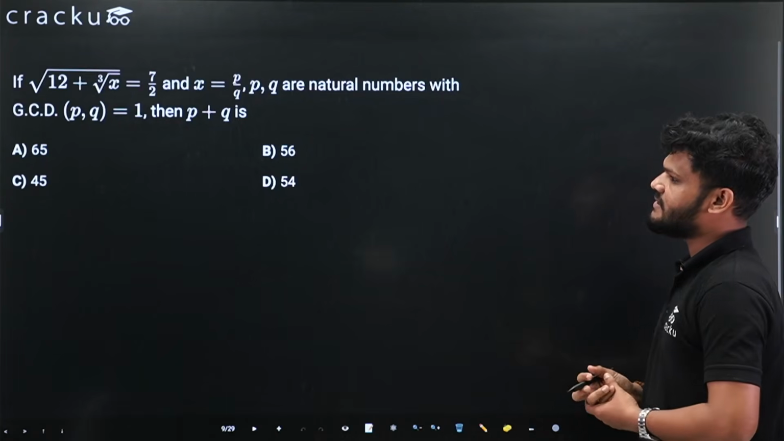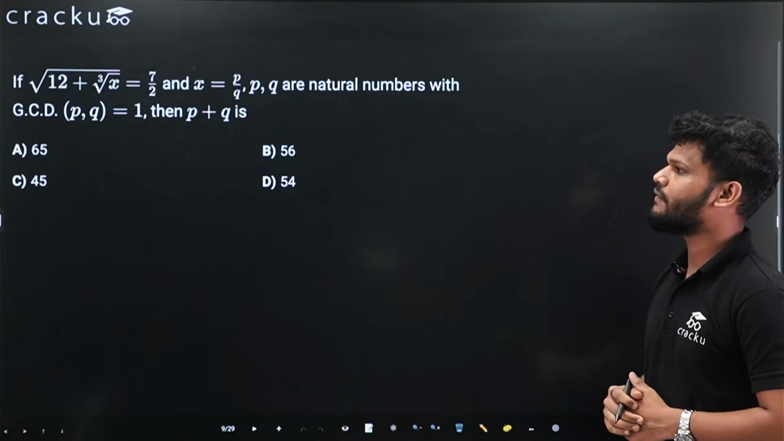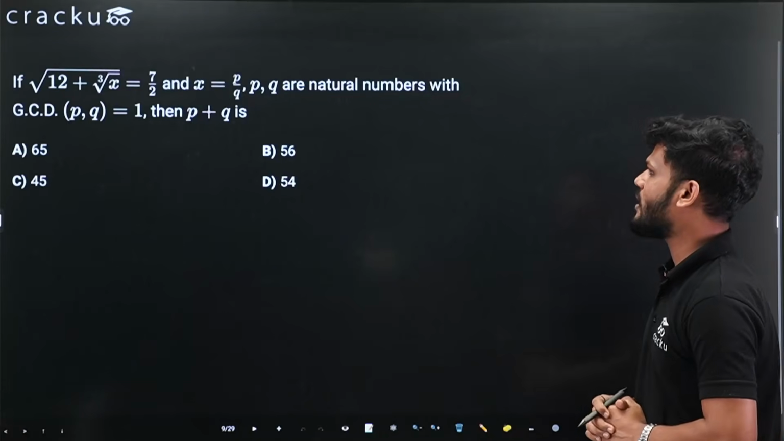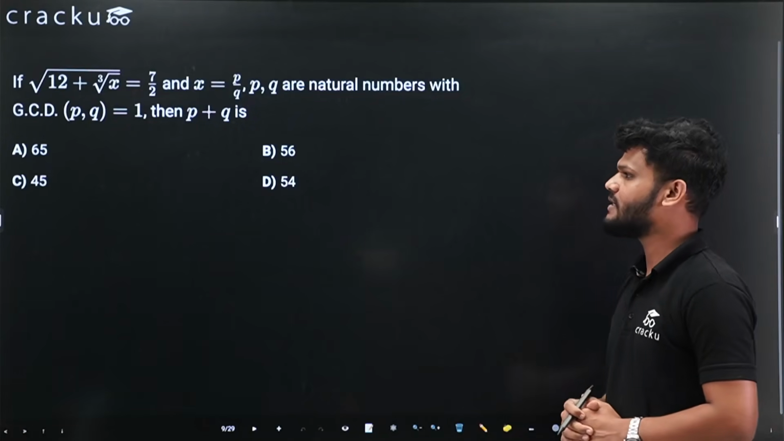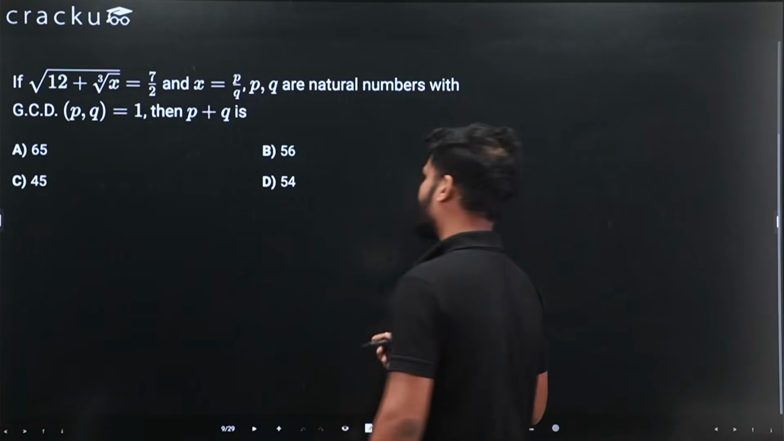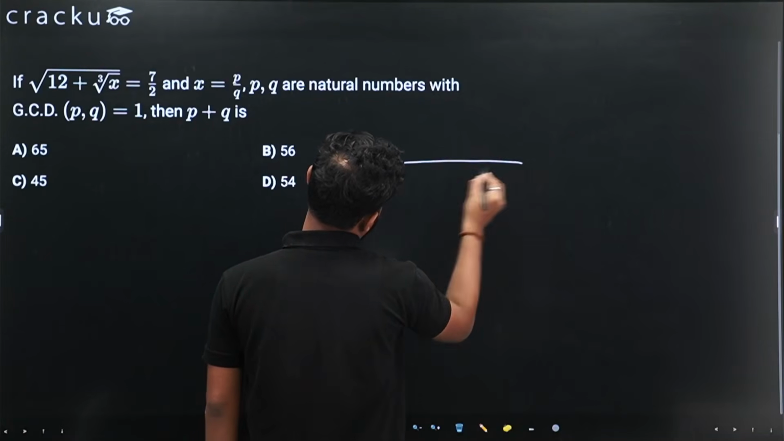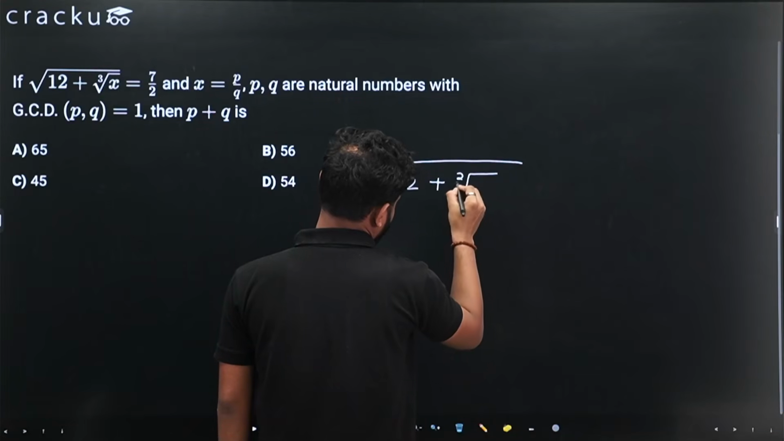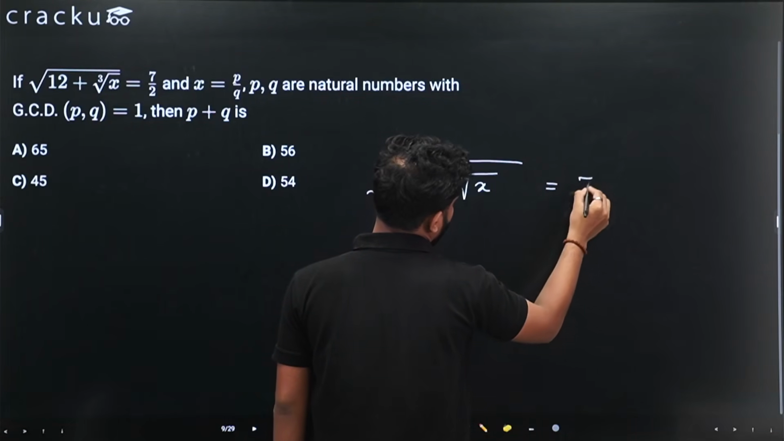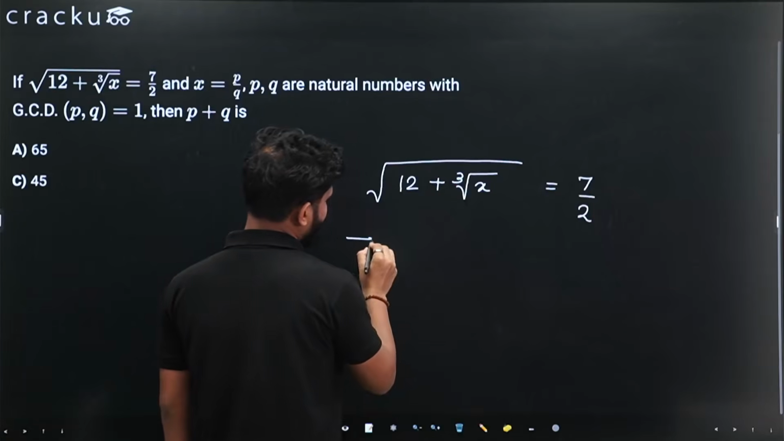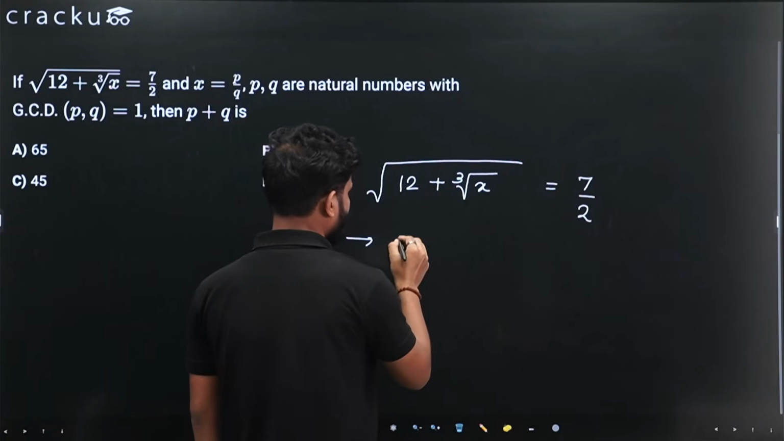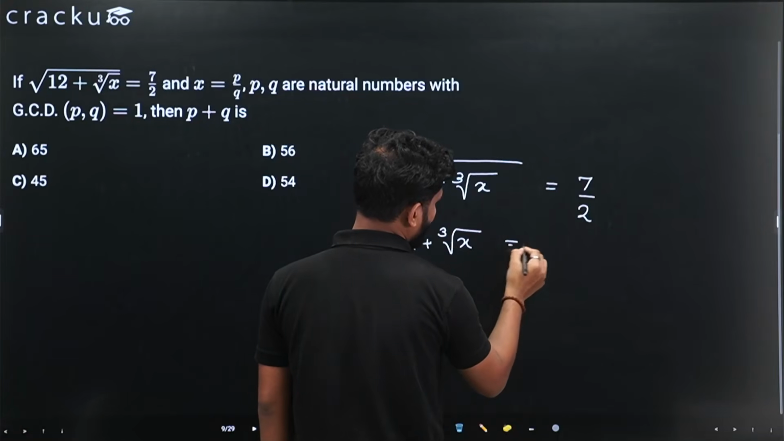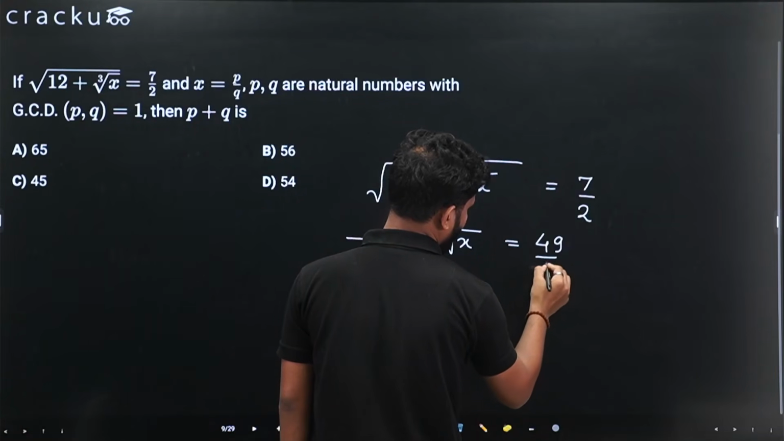In this question we are asked: root of 12 plus cube root of x is equal to 7 by 2 and x is equal to p by q, such that p and q are natural numbers with GCD of p and q is 1. Then p plus q is what? Let us write down first. We have root of 12 plus cube root of x is given as 7 by 2. To simplify this, square on both sides. So this will become 12 plus cube root of x is equal to 49 by 4.